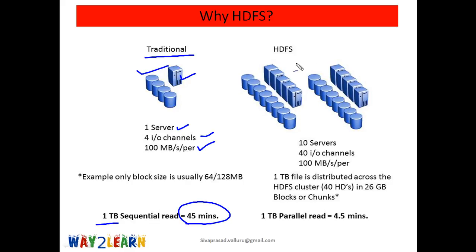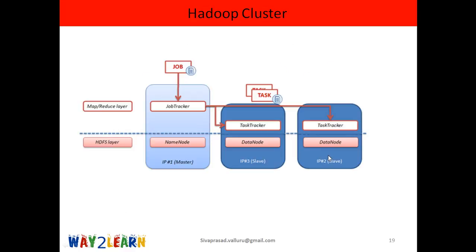But if you are using a distributed file system like HDFS, you will be working with a cluster of nodes, not a single server. Assume that you have HDFS with 10 servers, and each server has 4 IO channels, so there are 40 IO channels which can each read 100 MB per second. So a 1 terabyte file can be processed in parallel in 4.5 seconds. That is the reason why HDFS data can be processed in parallel in less time.